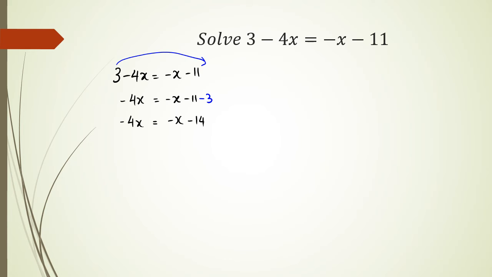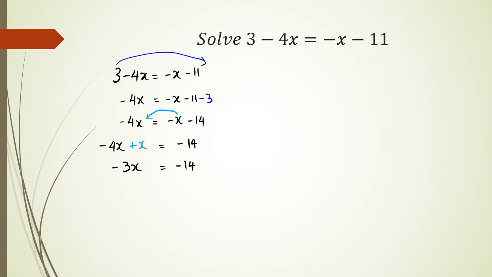Now the next step is I want to get rid of the negative x on the right hand side. I need to shift negative x to this side here, which means I'm going to have negative 4x. Now when negative x is shifted to the left hand side, it becomes the opposite, which means it's positive x, and this is all equal to negative 14. Negative 4x plus x is going to give me negative 3x equals negative 14.